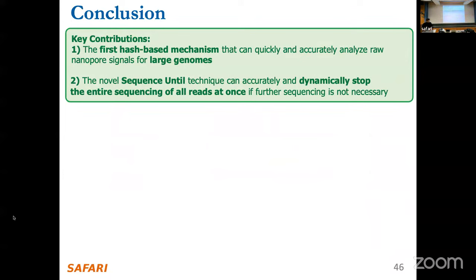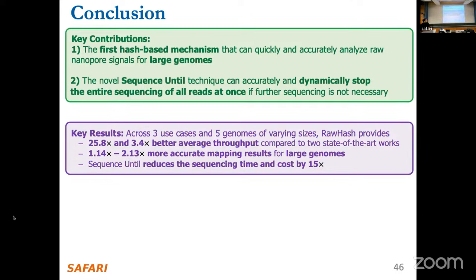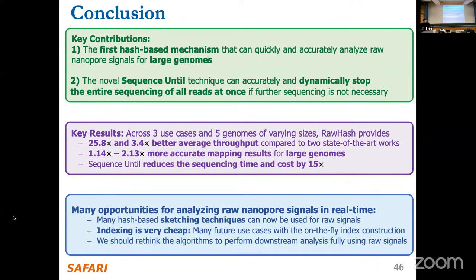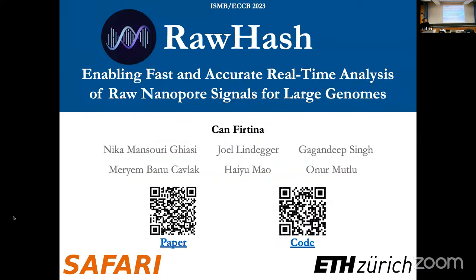We make two key contributions. One is the first hash-based search mechanism that can be applied to raw signals to identify the similarities quickly. Second is the sequence until that can stop the entire sequencing run at once if further sequencing is unnecessary. We show significant improvements in throughput and also accuracy with this approach. And we see many opportunities that can be improved on top of RawHash, such as applying other sketching techniques, also doing some on-the-fly indexing for other use cases.